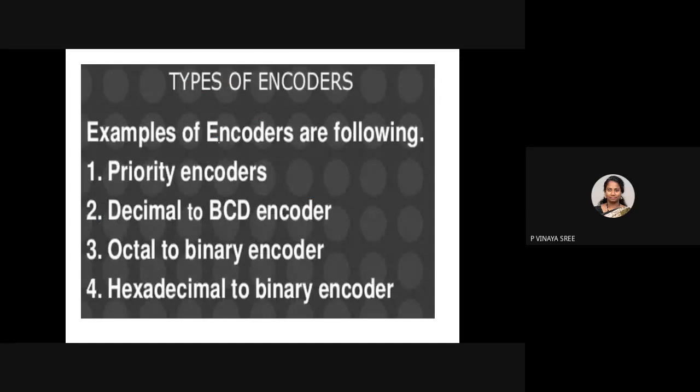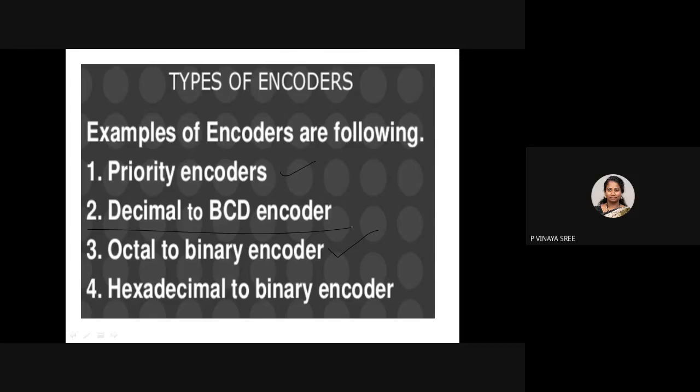Now tell me, we started with encoders. There are different types of encoders like priority encoder, decimal to BCD encoder, octal to binary encoder, hexadecimal to binary encoder. Among these four, tell me how many topics are completed till now. Three, ma'am. What are those three? We completed priority encoder and octal to binary. Next, we need to discuss decimal to BCD.